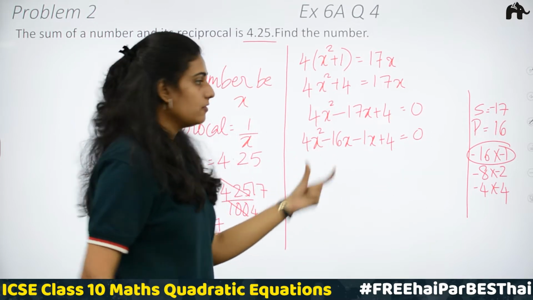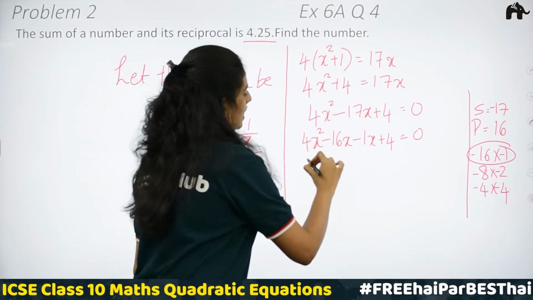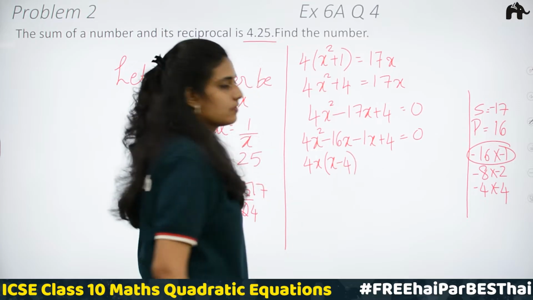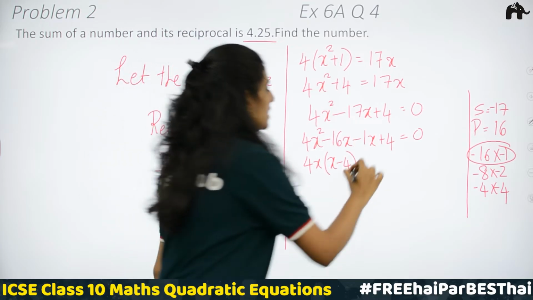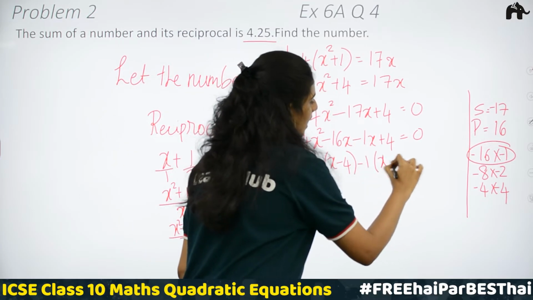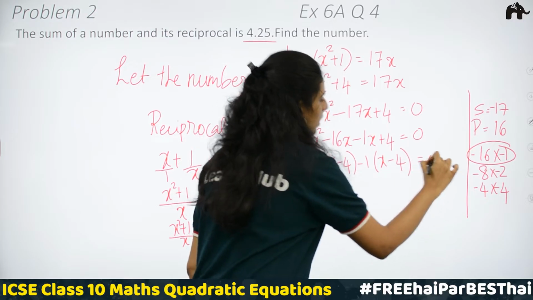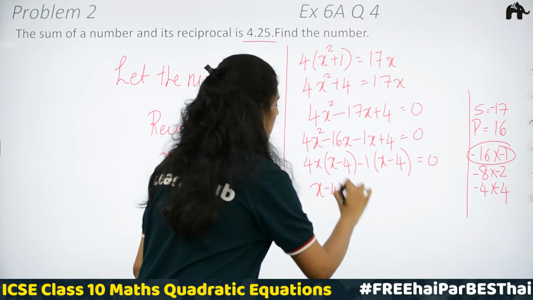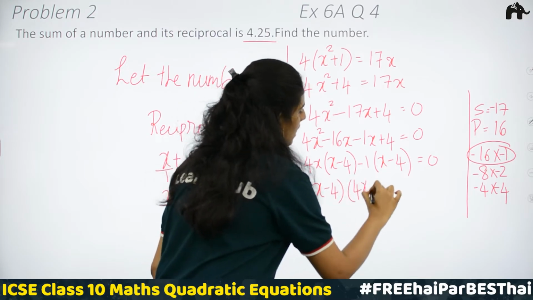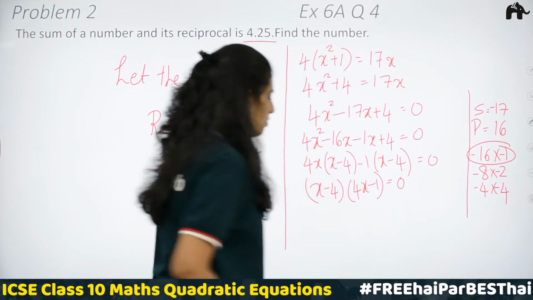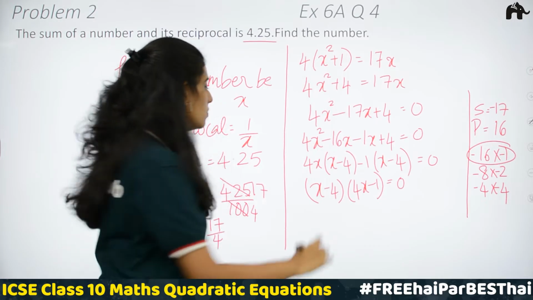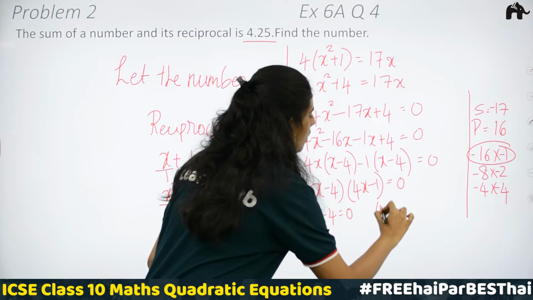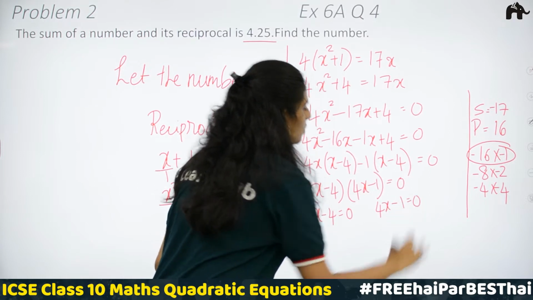Now taking common from this, 4x square and 16x, 4x can be taken out, x minus 4. From here, minus 1 can be taken out, again x minus 4. That is equal to 0. X minus 4 is common. X minus 4 into 4x minus 1 is equal to 0. Applying the zero product rule, x minus 4 is equal to 0 or 4x minus 1 is equal to 0.